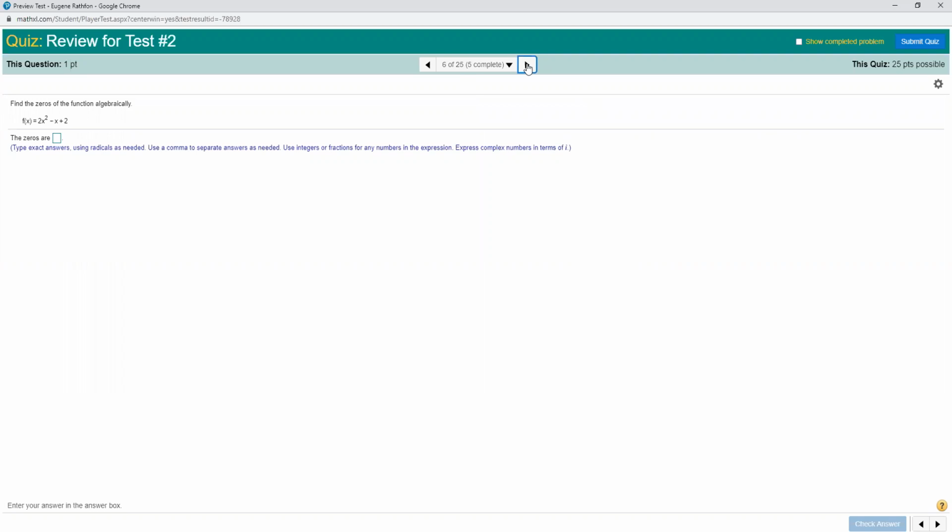All right, so find the zeros of the function algebraically is the same thing as we just did. So I got a 2x squared minus x plus 2. All right, so let me go back to the pad.